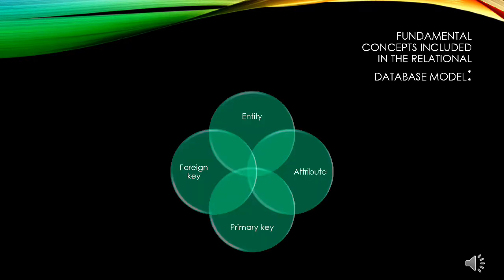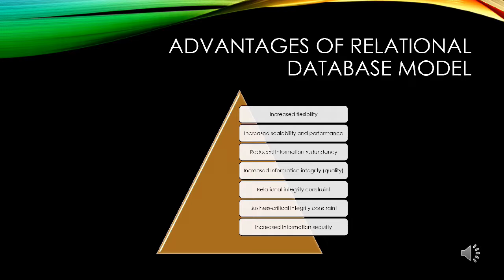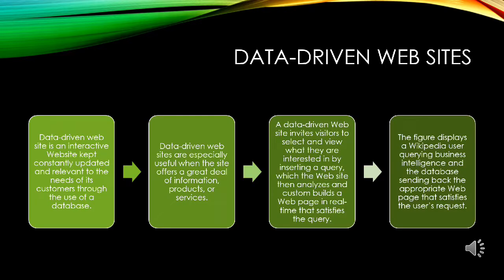Fundamental concepts in the relational database model include entity, foreign key, primary key, and attribute. Advantages of the relational database model: increased flexibility, increased scalability and performance, reduced information redundancy, increased information integrity (quality), relational integrity constraints, business-critical integrity constraints, and lastly, increased information security.